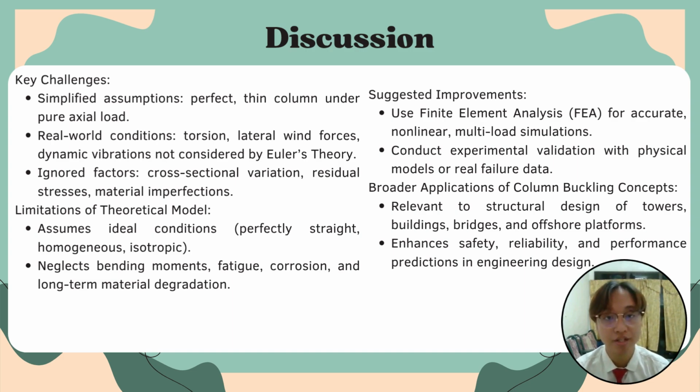As for the limitations of the theoretical model, changes in the cross-section shape, residual manufacturing stress, and material faults can all have an effect on a wind turbine column's actual performance, which our theoretical model either neglected or oversimplified. The uncertainty is caused by real-world irregularities, which neglect bending moments, fatigue, corrosion, and long-term material degradation.